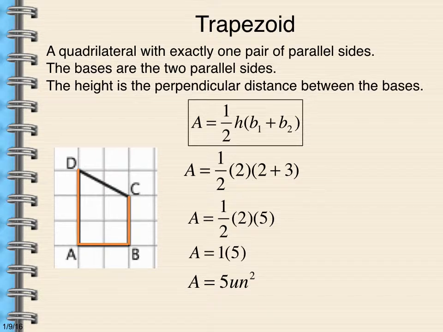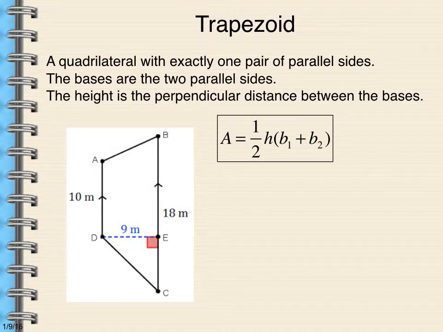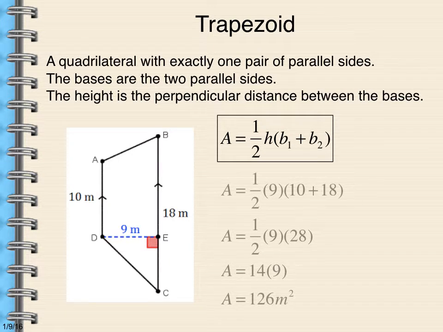Let's use this formula one more time, but this time I want you to identify the bases. I want you to identify the height, and I would like you to please substitute those numbers into the formula. And then let's see if we agree on the area of this trapezoid. So my height is 9, my bases are 10 plus 18. I then work out the order of operations. I determine that half of 28 is 14, and 14 times 9 is 126 square meters.